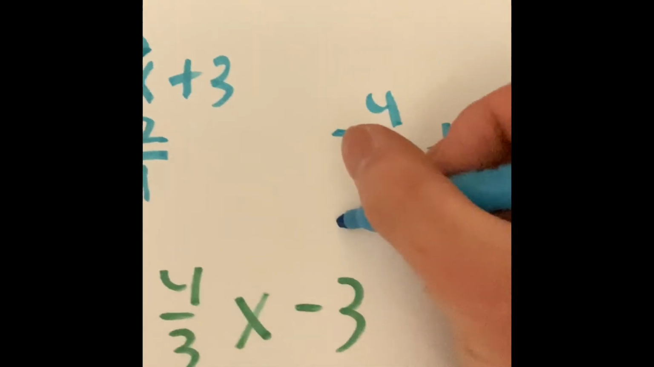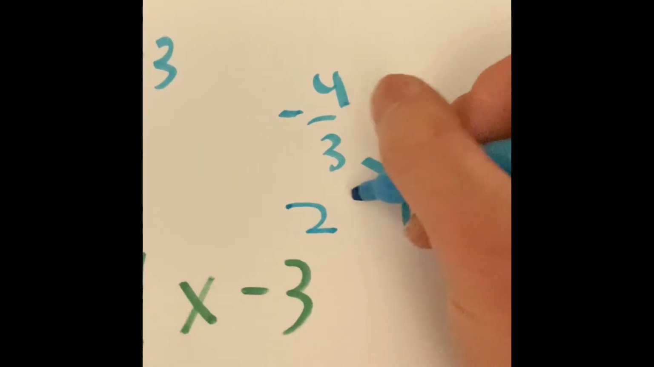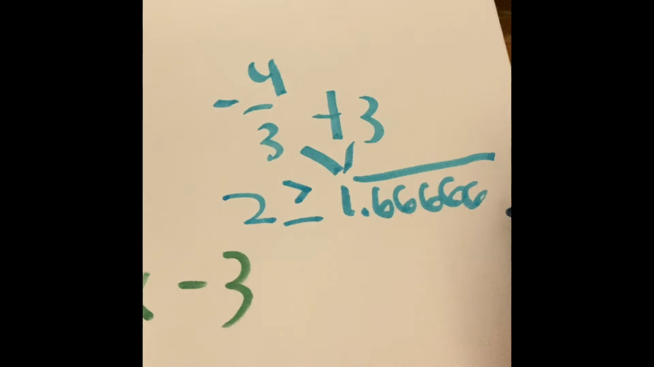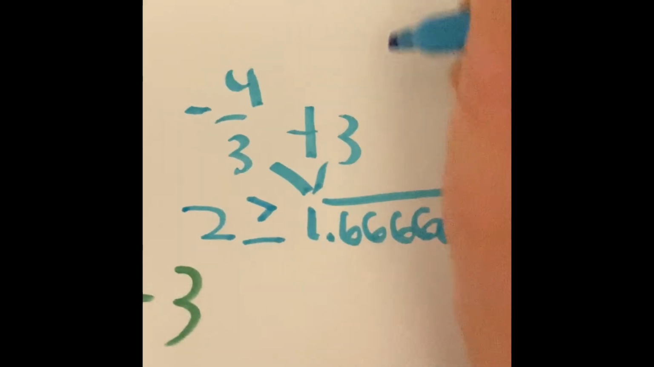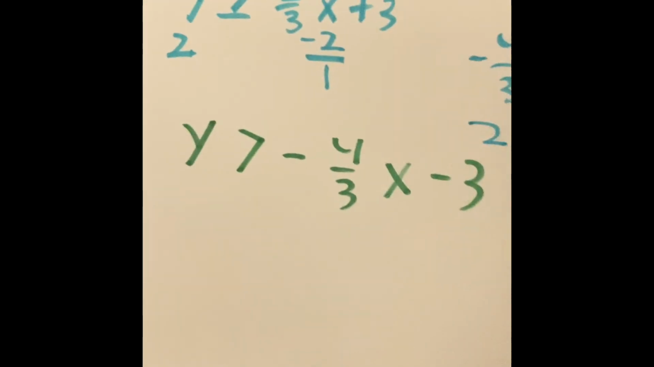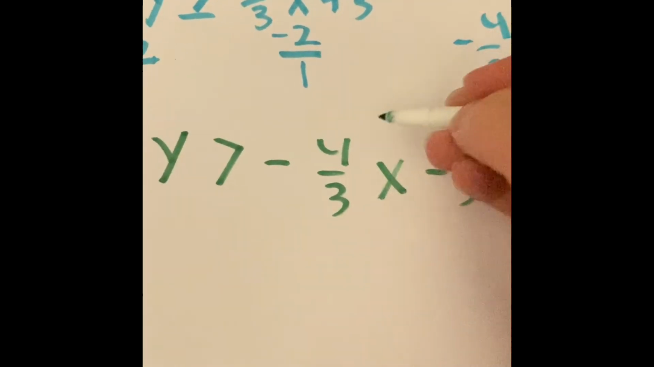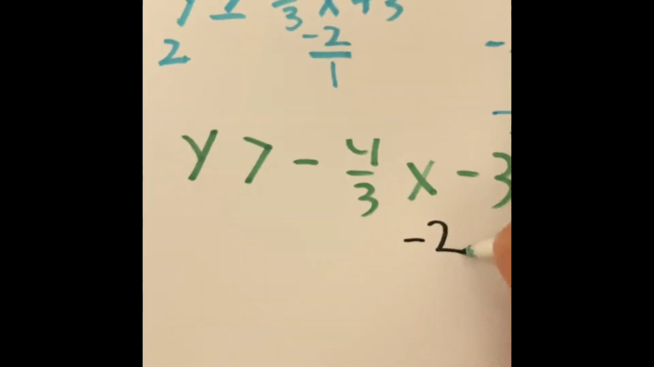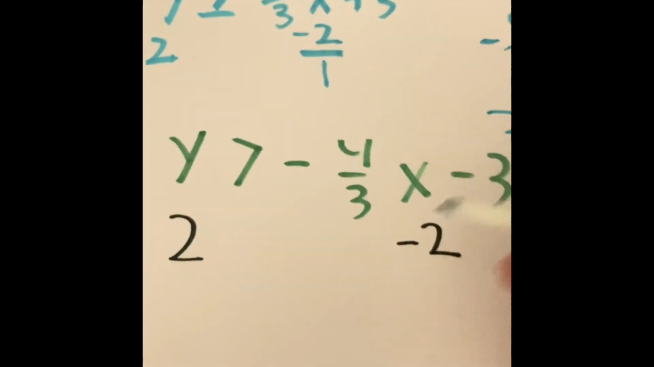And we have 2 for y. So will this fit into the equation? Is 2 greater than or equal to 1.666 repeating? If yes, then this works. Check! What about the other one? So we have y is greater than -4 over 3x minus 3. Insert -2 for x, and then insert 2 for y.